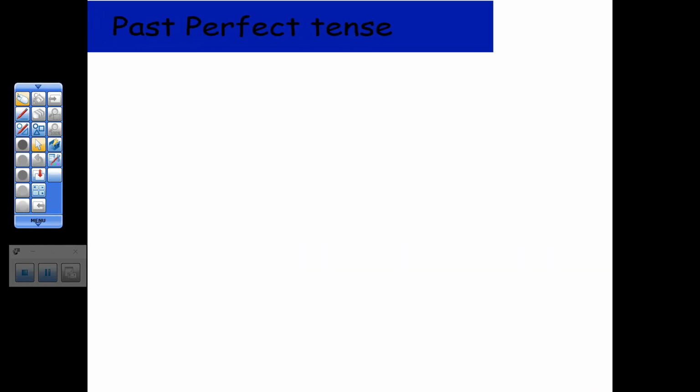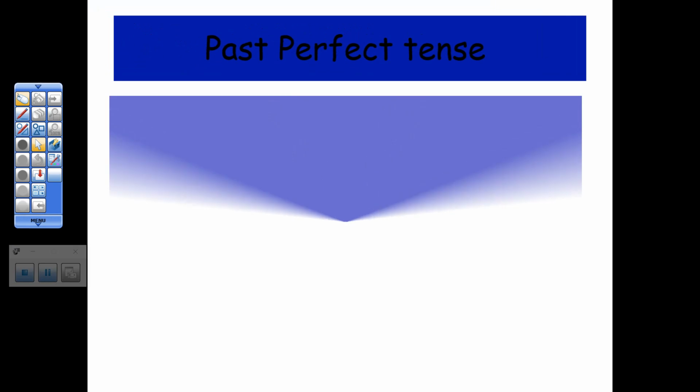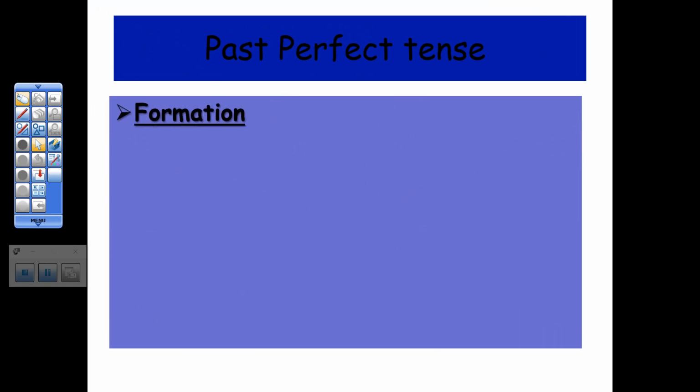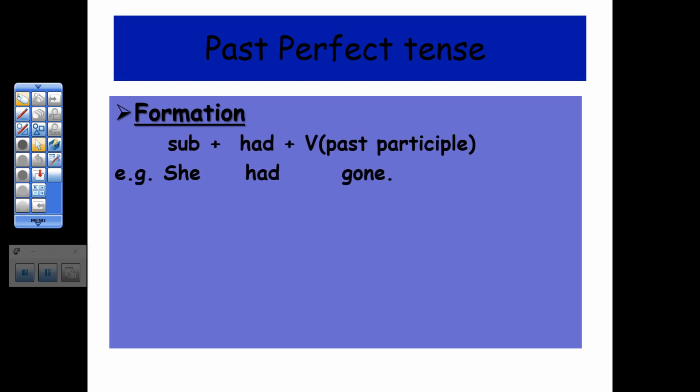Now let's move to the past perfect tense. We aren't concerned with the uses of this tense as much as we're concerned with the formation. So for the form we need the auxiliary verb had and the past participle form of the main verb. As you can see in this example, the subject she, the auxiliary verb had, and the main verb gone in past participle.